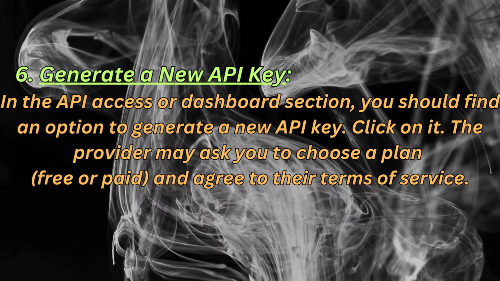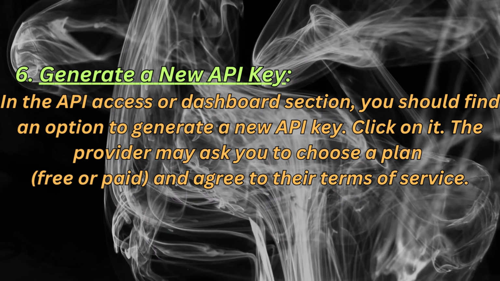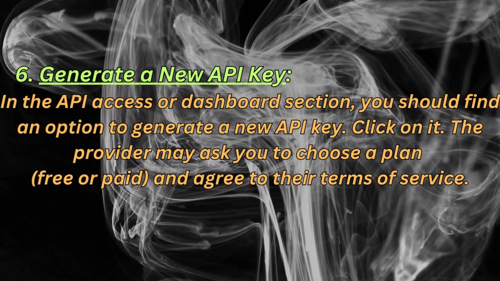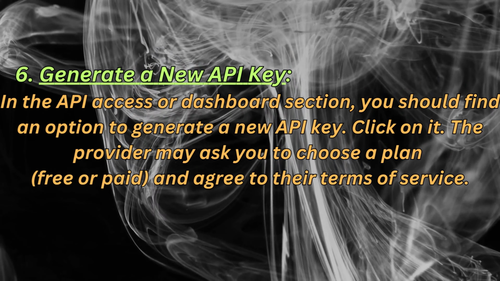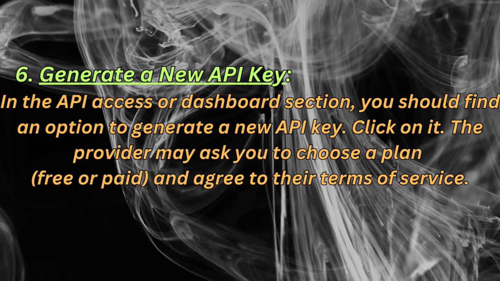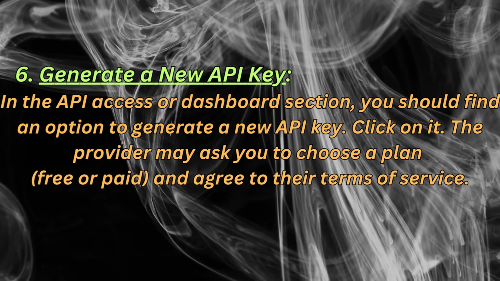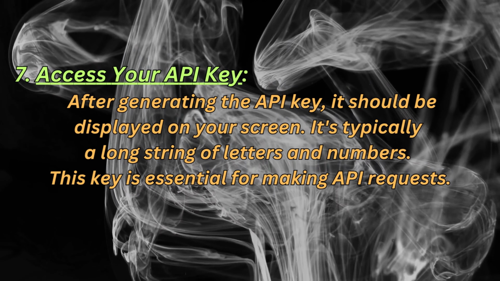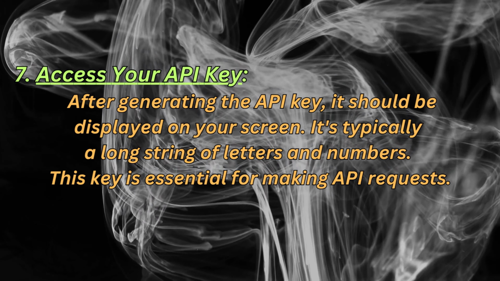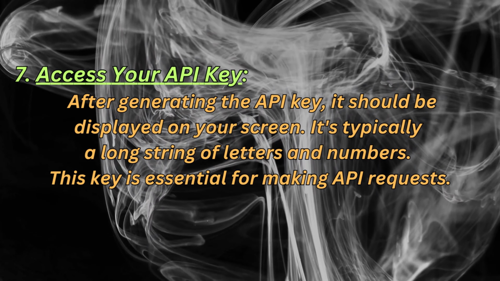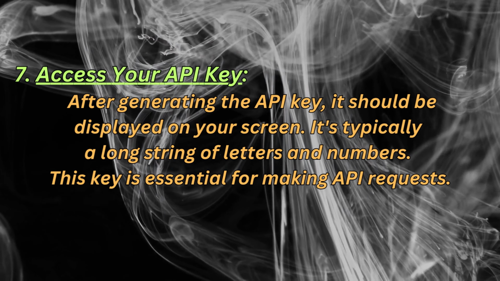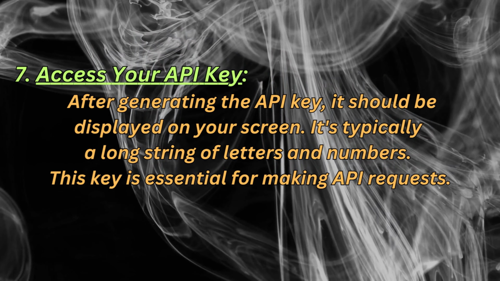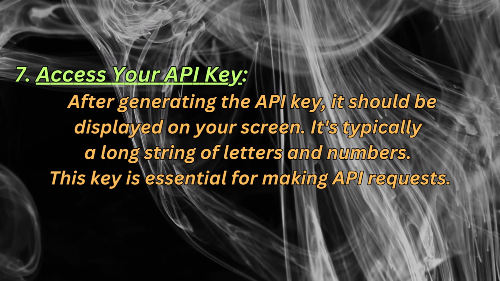6. Generate a new API key in the API Access or Dashboard section. You should find an option to generate a new API key. Click on it. The provider may ask you to choose a plan, free or paid, and agree to their terms of service. 7. Access your API key. After generating the API key, it should be displayed on your screen. It's typically a long string of letters and numbers. This key is essential for making API requests.